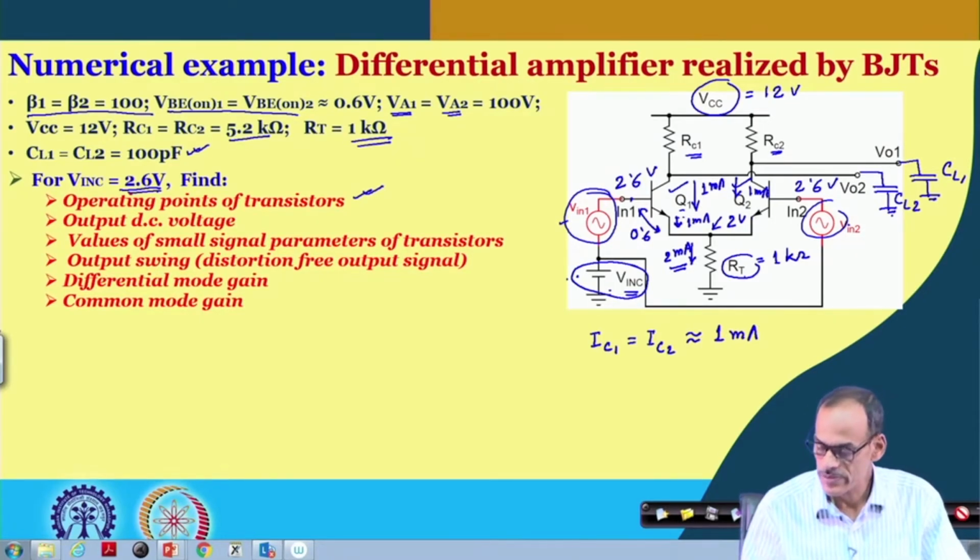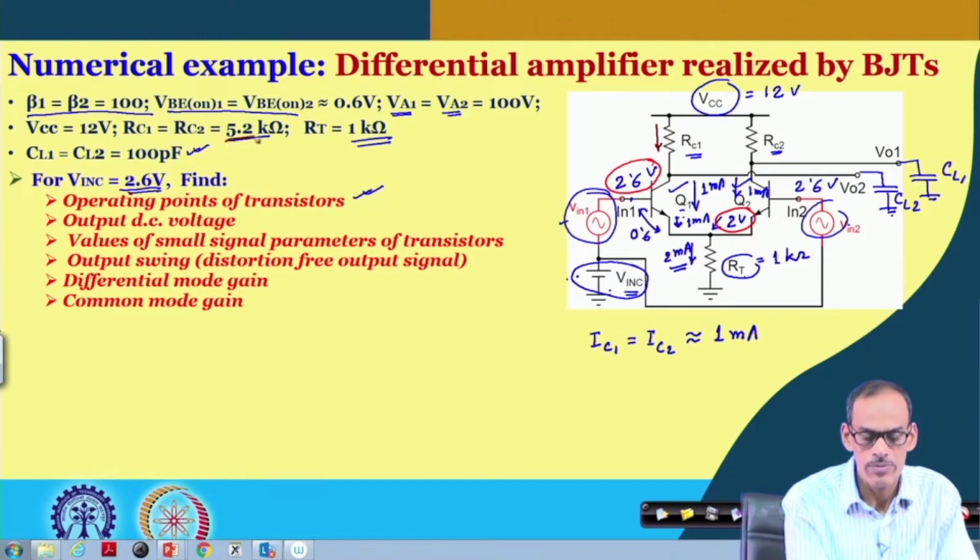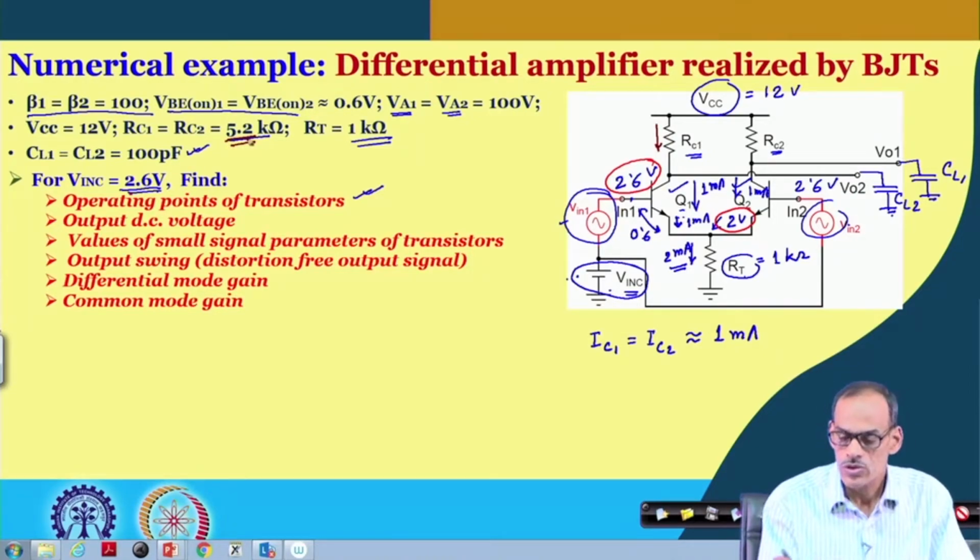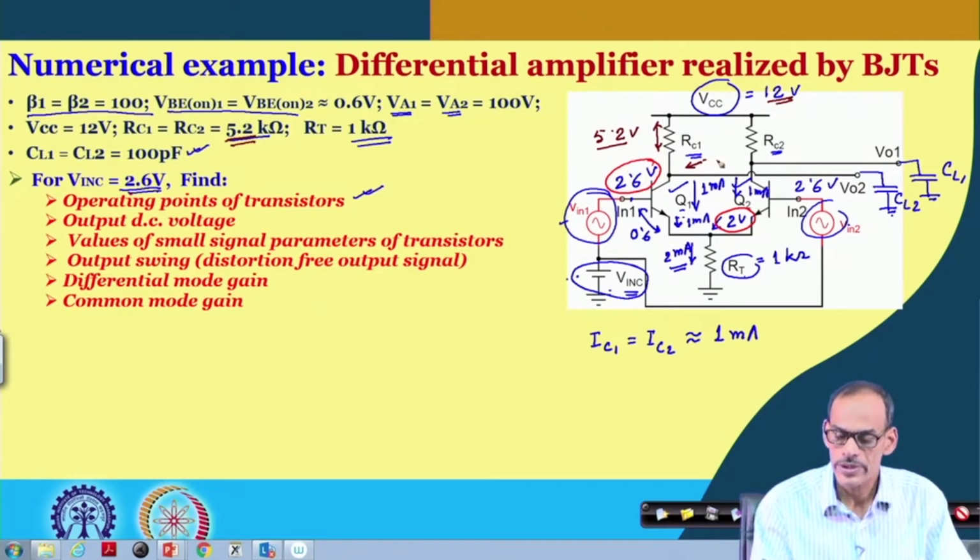Now, we do have 2.6 volt here, we do have 2 volt here, and now 1 milliampere current is flowing through this resistor, which has a value of 5.2 kilo ohm. So, the drop across this resistor is 5.2 volt. So, the DC voltage at the collector is 12 volt minus 5.2, so that is equal to 6.8.